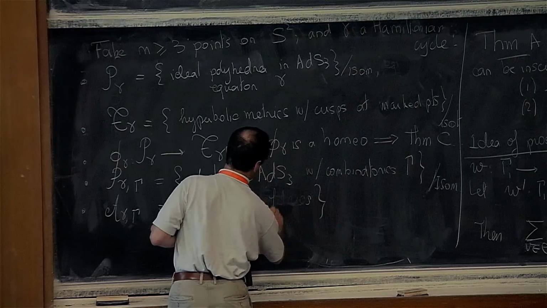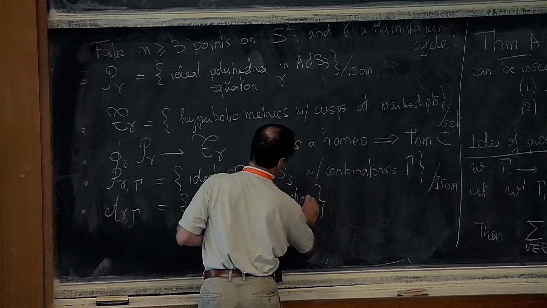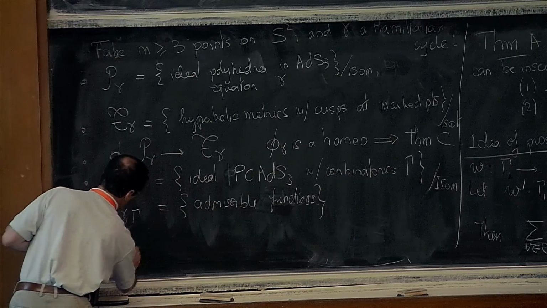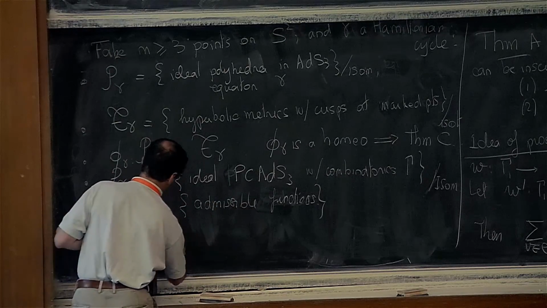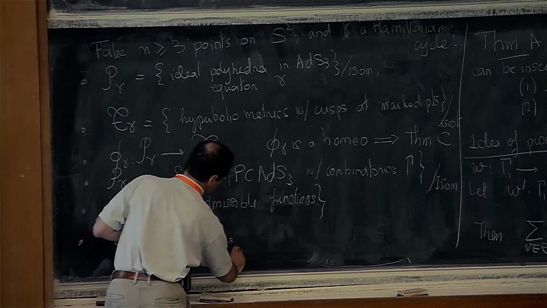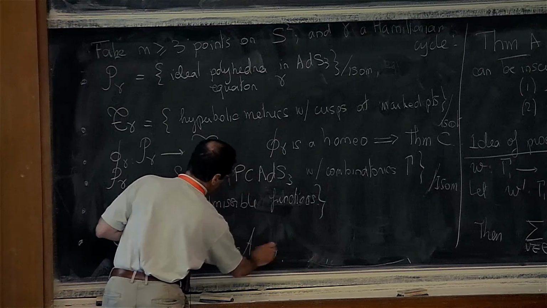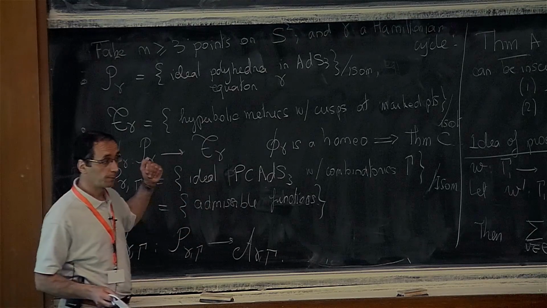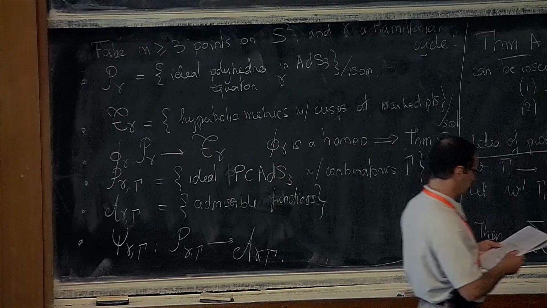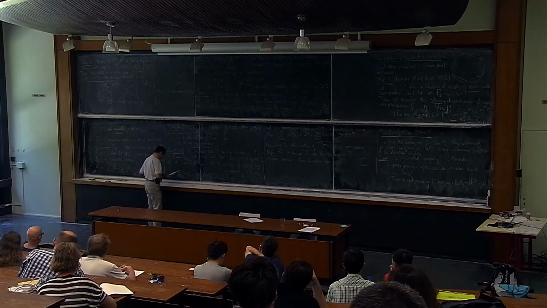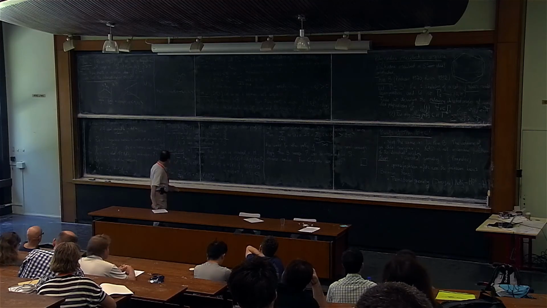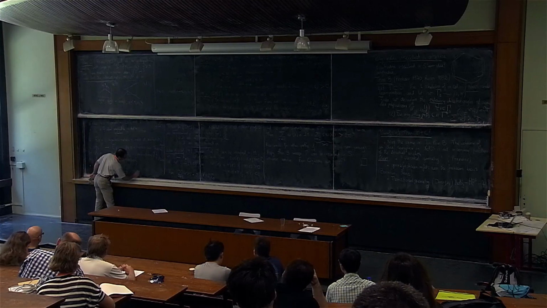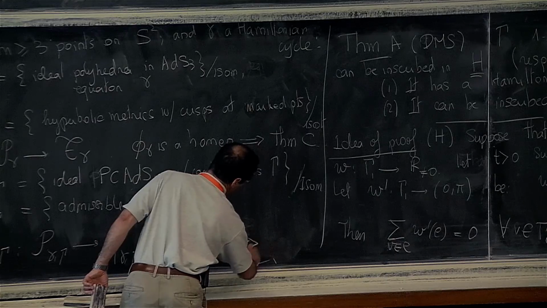Admissible functions. And then I have a map psi, small gamma, big gamma that takes P, small gamma, big gamma, to A, small gamma, big gamma, and sends some ideal polyhedron to the values of its dihedral angles, right? That's a pretty natural definition, a way to proceed. Now, again, if I prove that this is a homeomorphism, then I have proved theorem B.